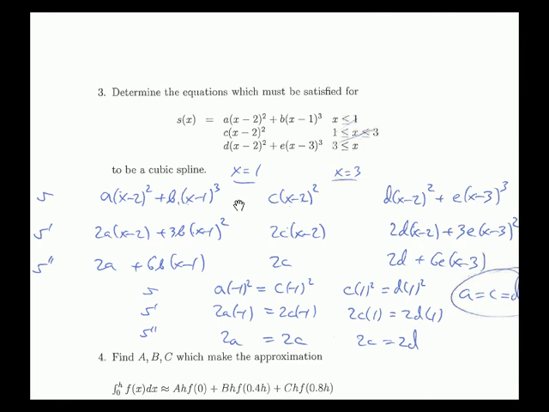Notice it doesn't say a natural cubic spline, just cubic spline, and it doesn't say it has to interpolate to certain values. It just says cubic spline. It doesn't specify what the values of F have to be at 1 and 3.